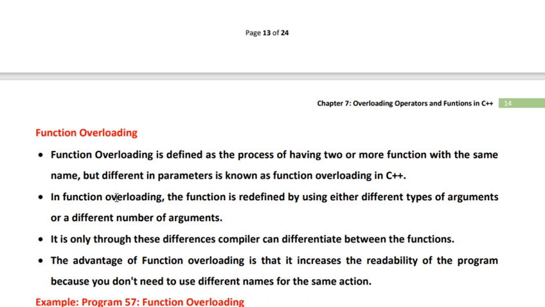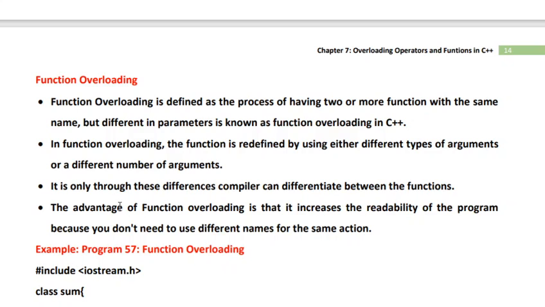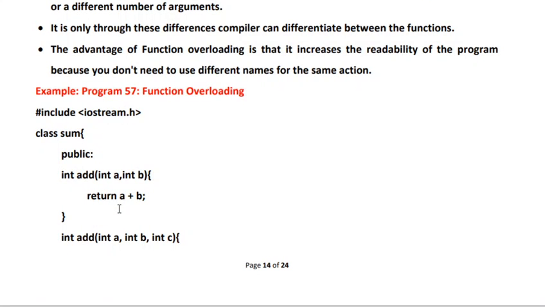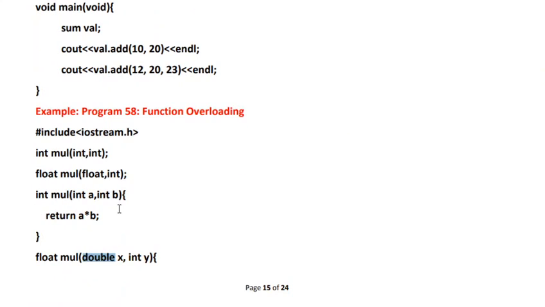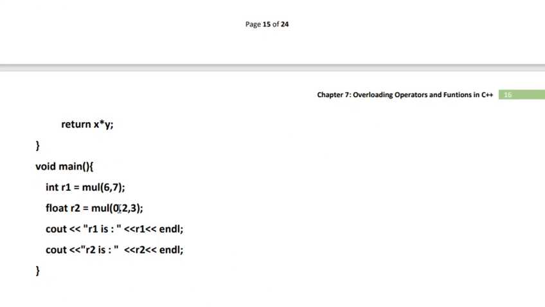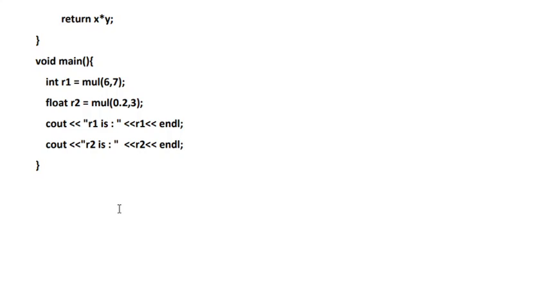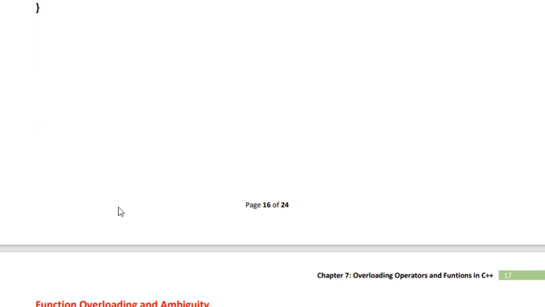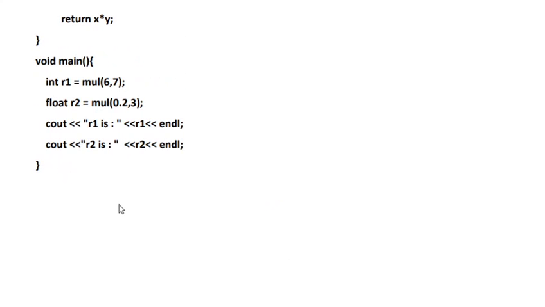And then we moved on to function overloading. We have learned what function overloading is, and we have learned about it with the help of an example. We have also learned how the compiler differentiates between different function calls. In the next class, we will be learning about function overloading and the associated ambiguities.